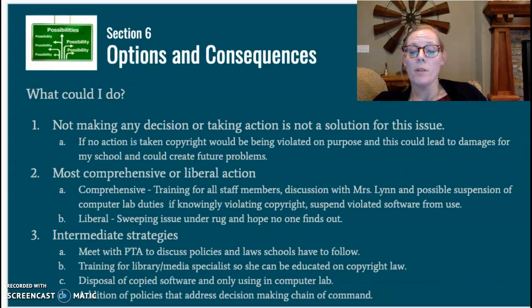Possible options and consequences. I've listed a few, and so let's go through those. One would be not making a decision at all. And I think this is a really poor solution.